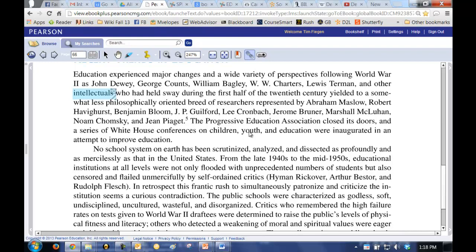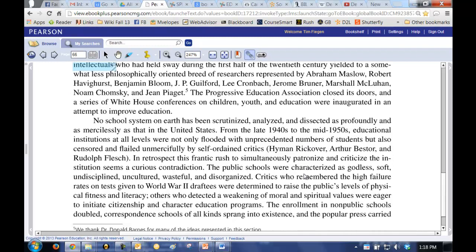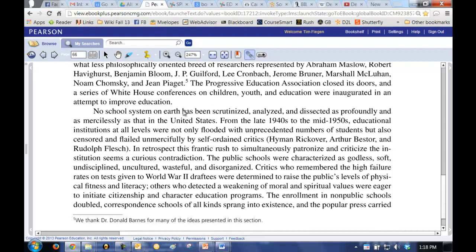The Progressive Educational Association closed its doors, and a series of White House conferences on youth education inaugurated the attempt to improve education. And really, they didn't close their doors. They rebranded itself. Progressive Education rebranded itself to other things because the word progressive was so offensive to people. And then the White House took it over, or the progressives.